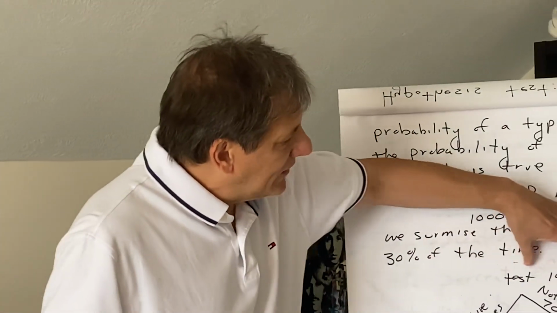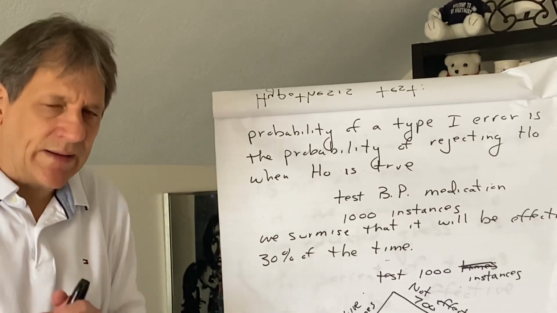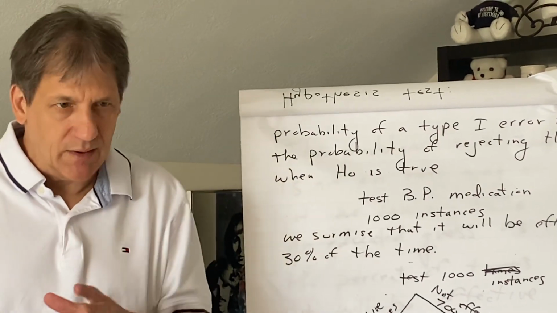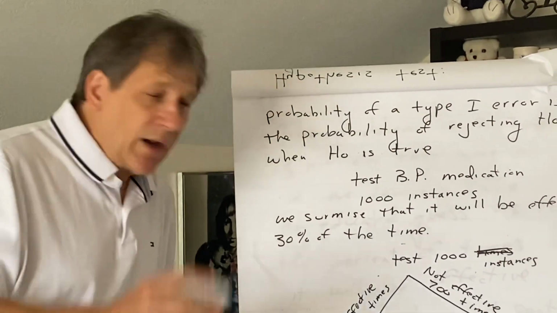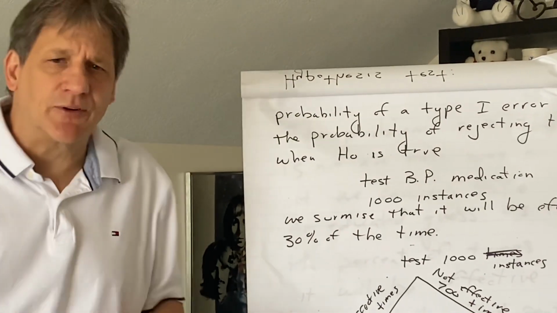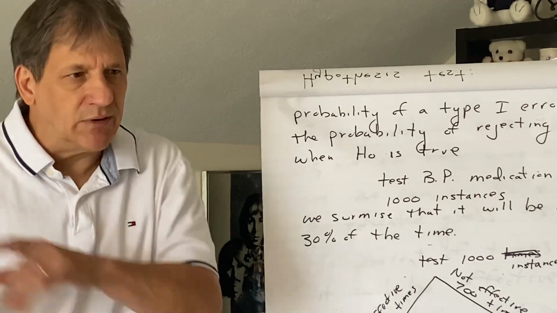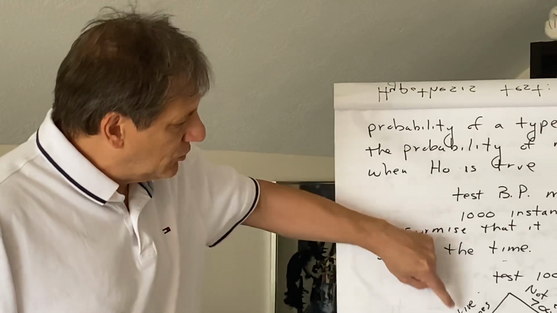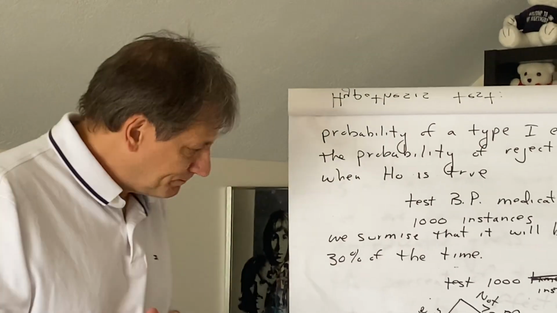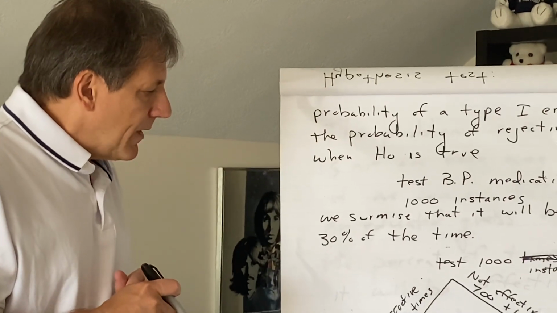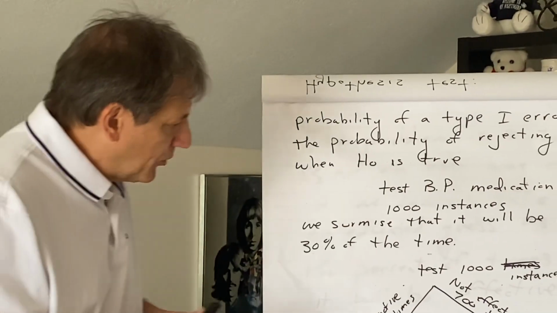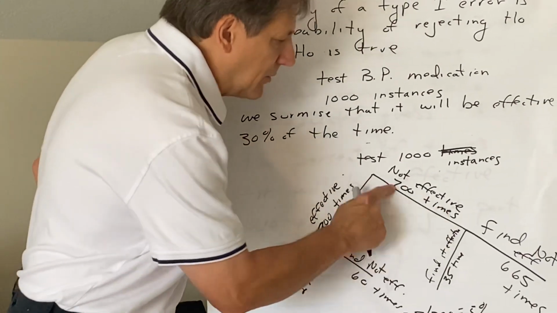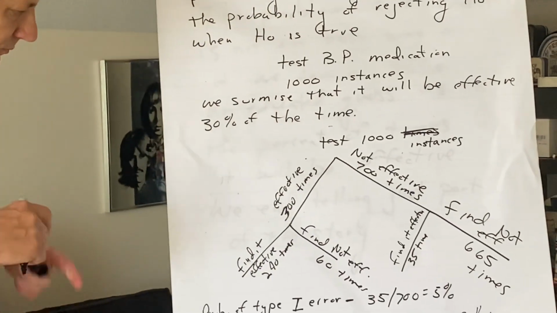So we're going to test 1,000 instances. I'm going to emphasize the word instance because it's like 1,000 completely different trials, at these 1,000 different hospitals, with 1,000 different ways that this medication has been put together. We surmise it's going to be effective 300 times. Again, an educated guess. That means it's not going to be effective 700 times.